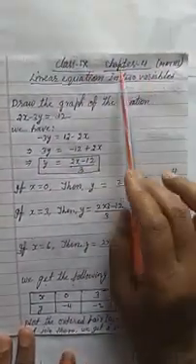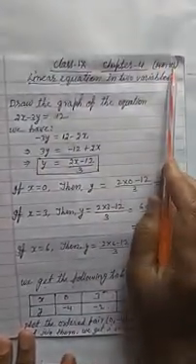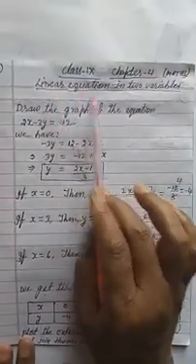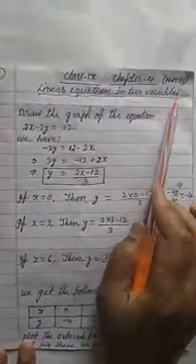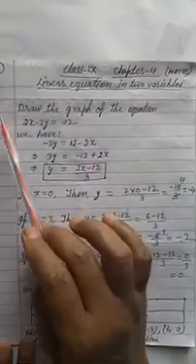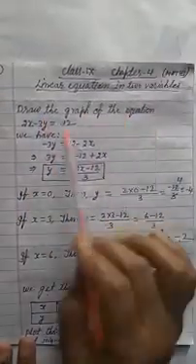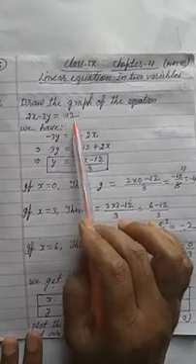Class ninth, chapter 4, subject math. Name of the chapter is linear equations in two variables. Okay students, so the question is like this. Draw the graph of the equation 2x minus 3y is equal to 12.